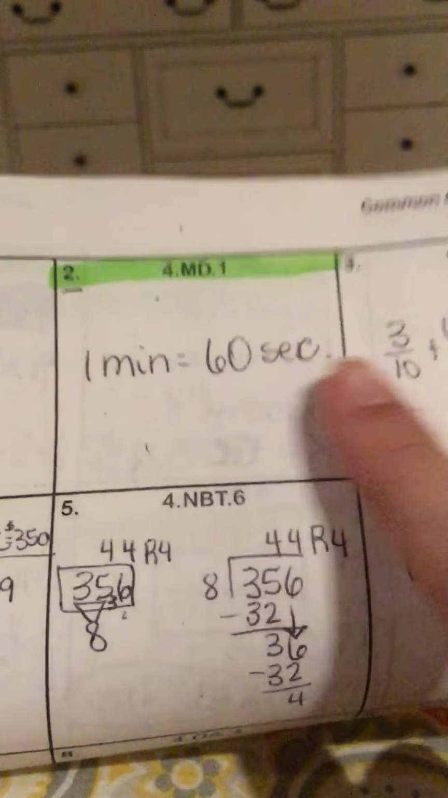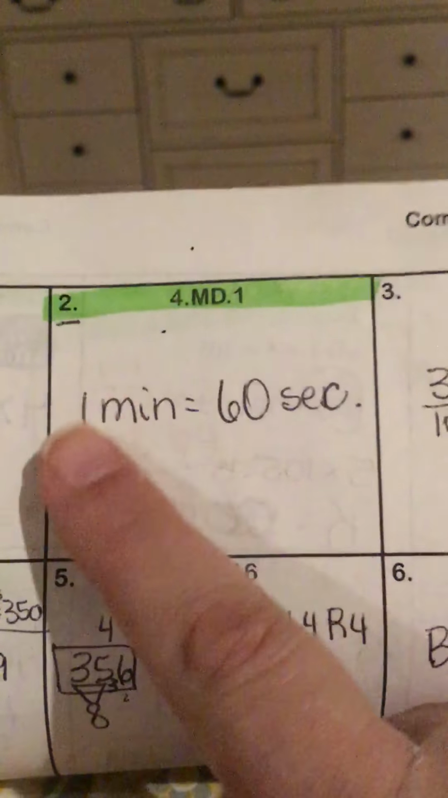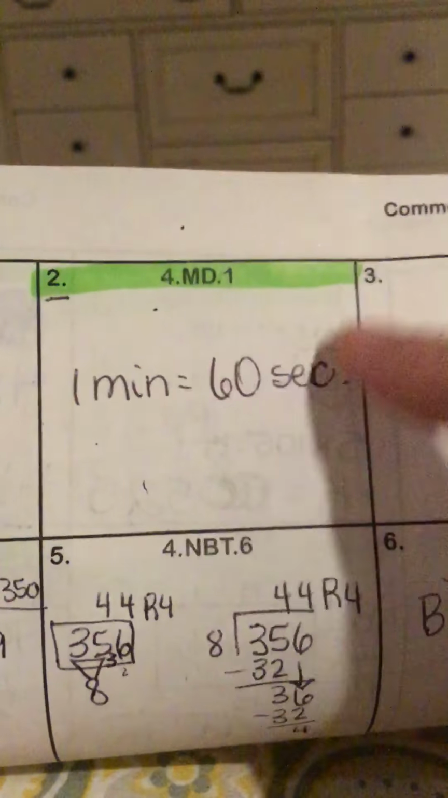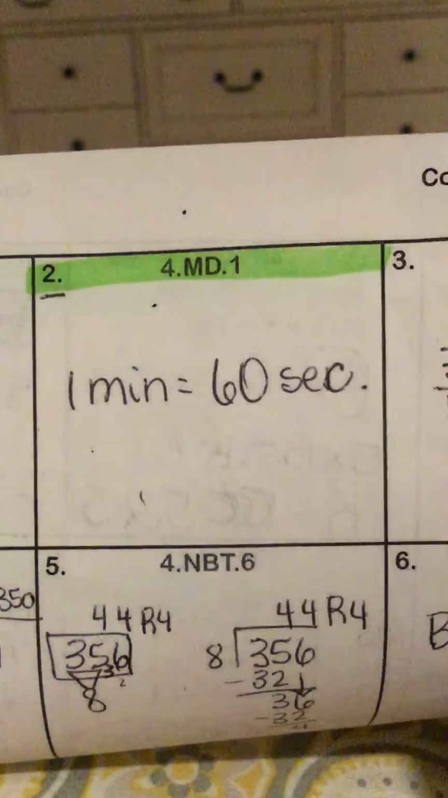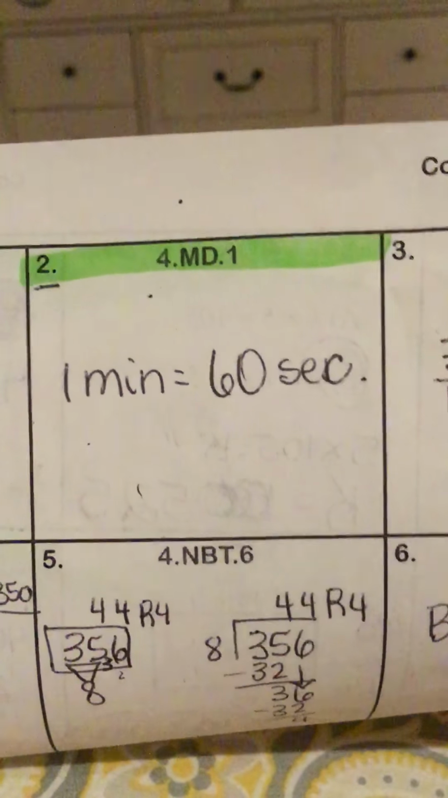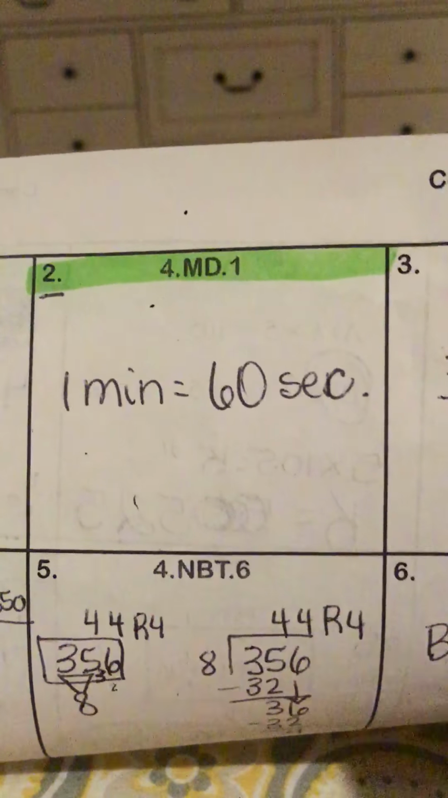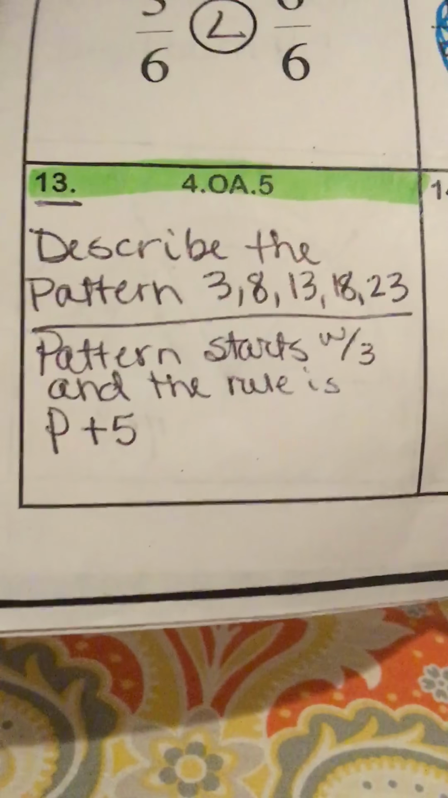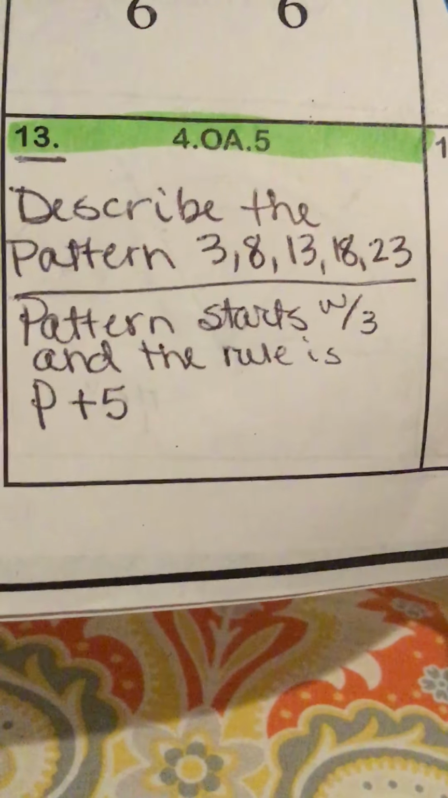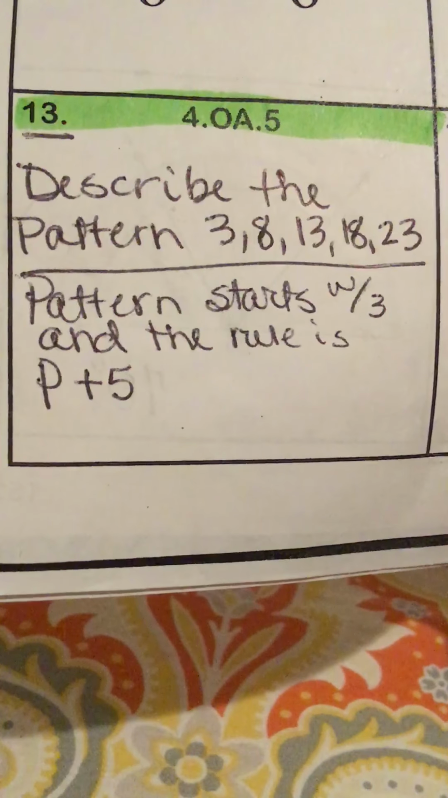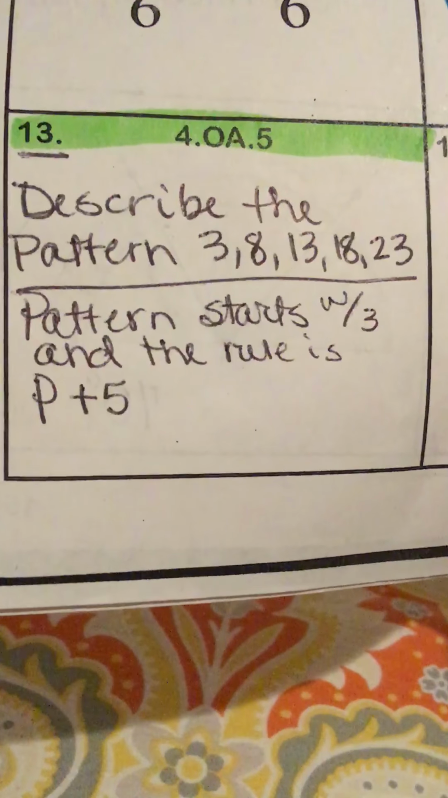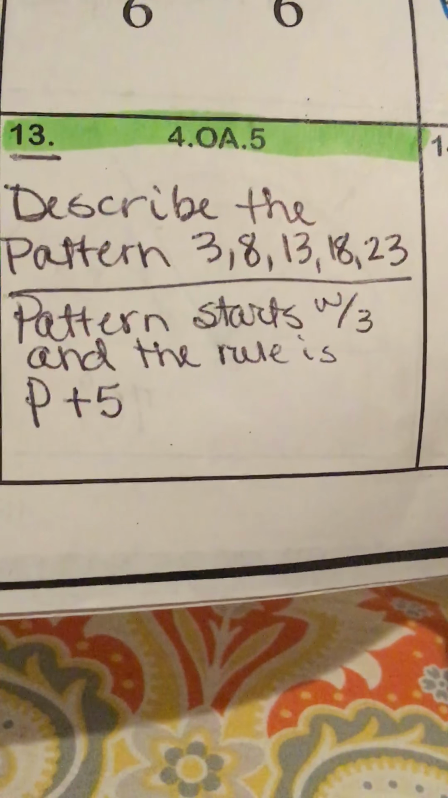And then on the last page, 1 minute equaling 60 seconds. You can practice with different minutes equaling a different value of seconds. How many minutes equals 60 or how many minutes equal 120 seconds, or even 2 or 3 minutes equals how many seconds. And then the last one, describing a pattern. I always ask them to give me 2 different describing factors. For example, what does the pattern start with, and then what would be the rule?